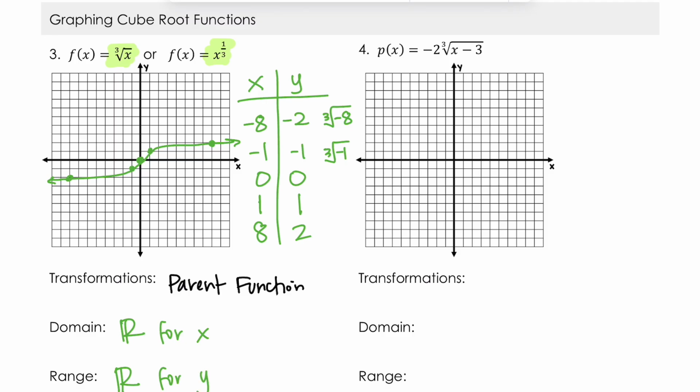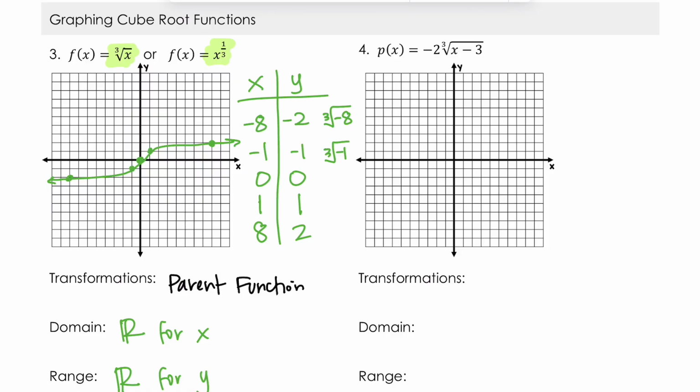Okay, so a square root or an even root, whether it was a fourth root or a square root, is limited only by positive things that we can plug in. But a cube root is not limited. It's all real numbers, left to right, up and down. Okay, and those transformations apply to cube roots as well.